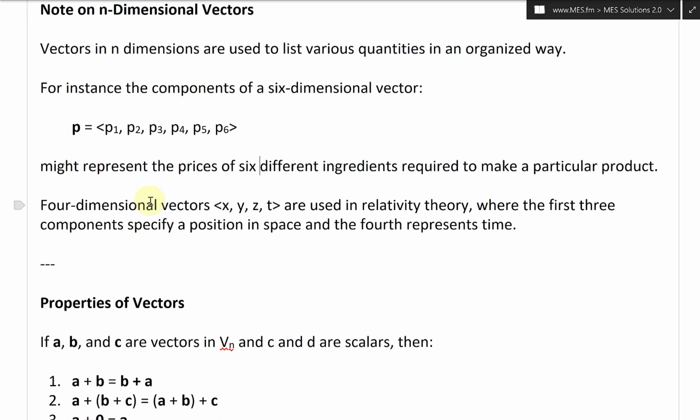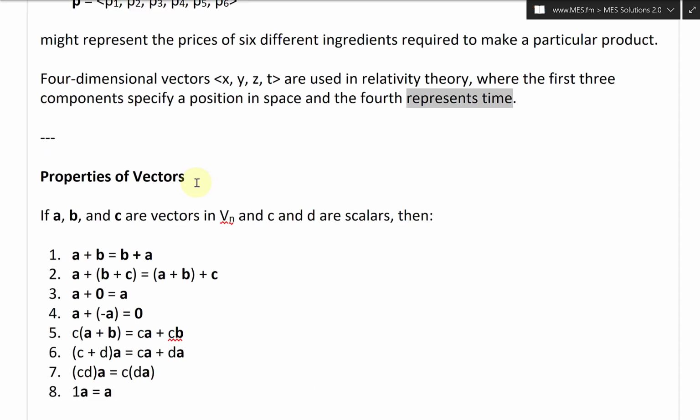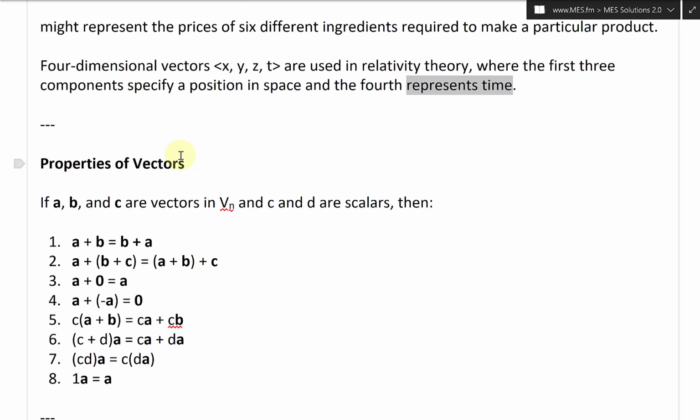And 4-dimensional vectors x, y, z, and t are used in relativity theory, where the first 3 components specify a position in space, so x, y, z, and the 4th represents time. So yes, you can have different dimensions and use n-dimensional vectors to describe them. That's very interesting. So now let's continue further.